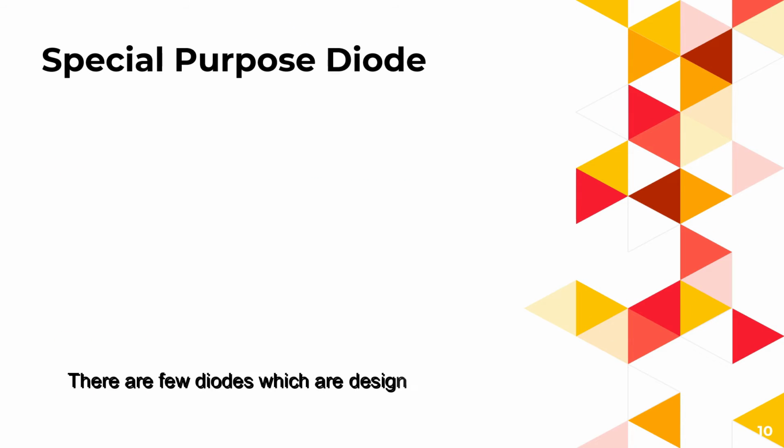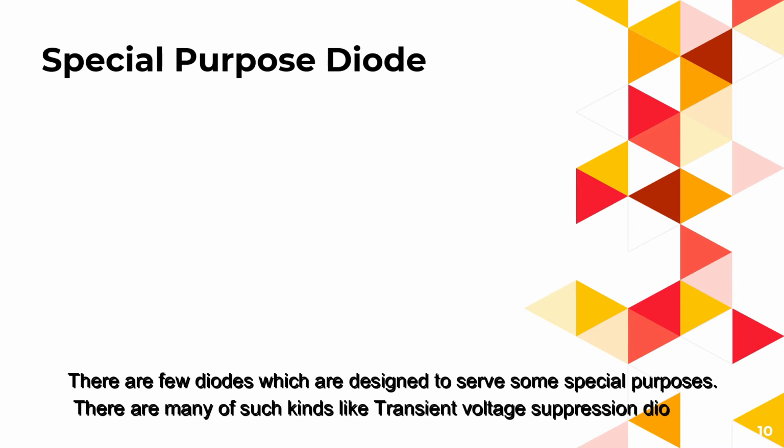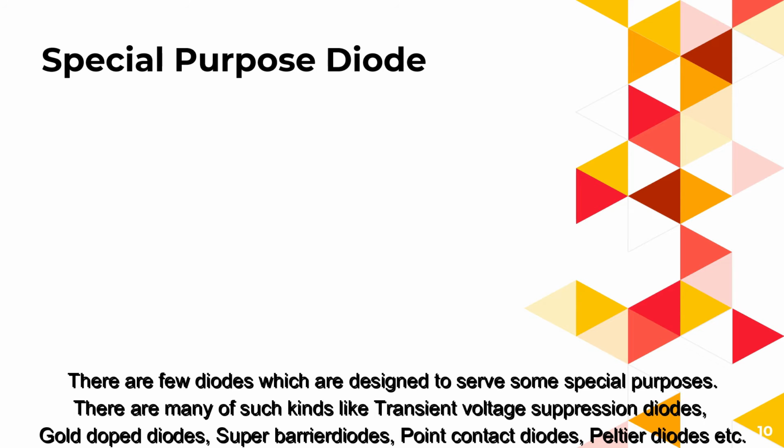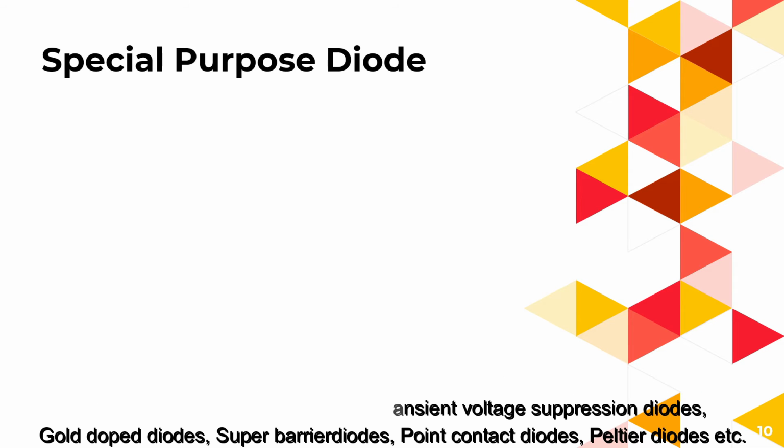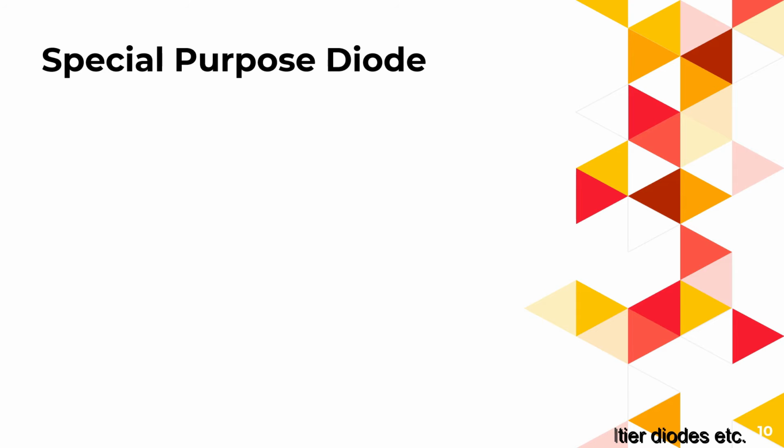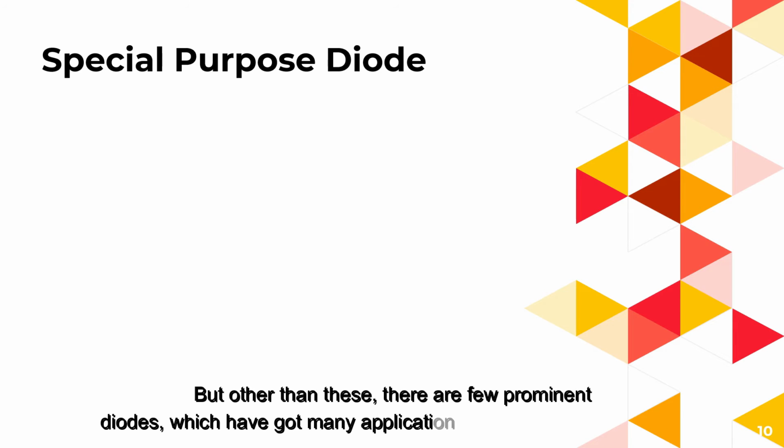There are few diodes which are designed to serve some special purposes. There are many of such kinds like transient voltage suppression diodes, gold dope diodes, super barrier diodes, point contact diodes, Peltier diodes, and etc. But other than these, there are few prominent diodes which have got many applications. Let us go through them.